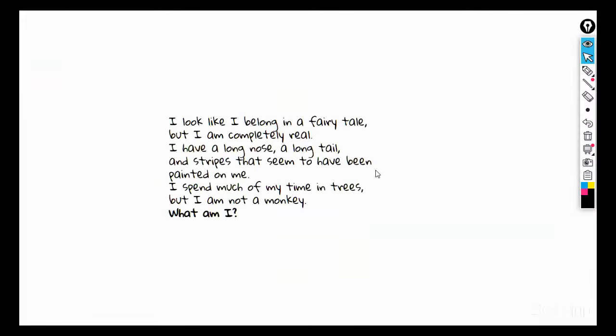Right. So think about the answer to this one. I look like I belong in a fairy tale, but I am completely real. I have a long nose, a long tail, and stripes that seem to have been painted on me. I spend much of my time in trees, but I am not a monkey. What am I? Honestly, this was an animal I had never heard of. Anybody knows what this is? Think about it.